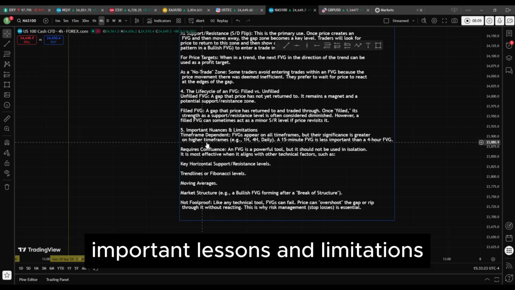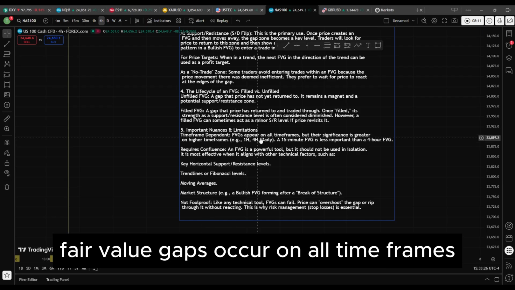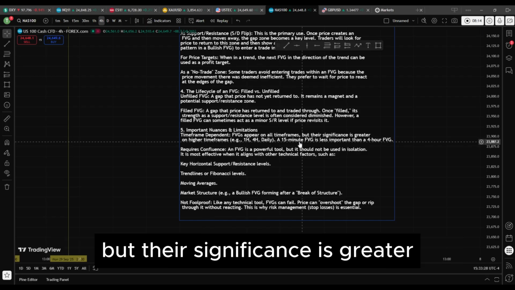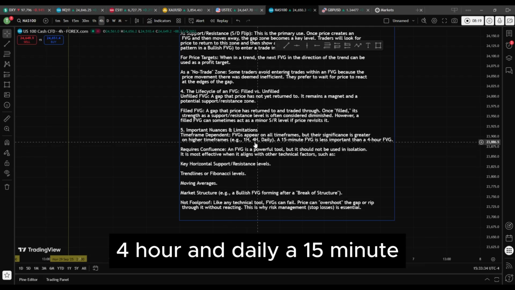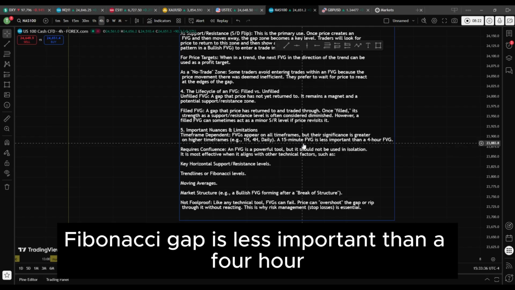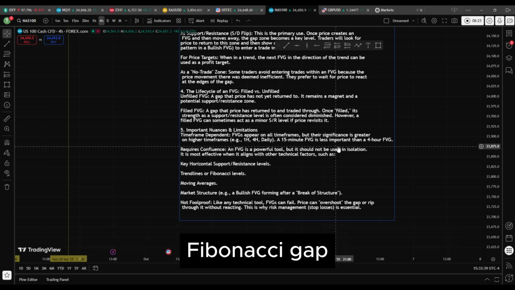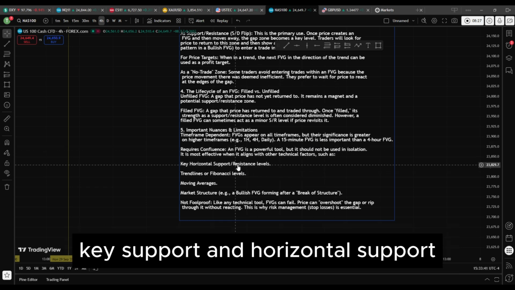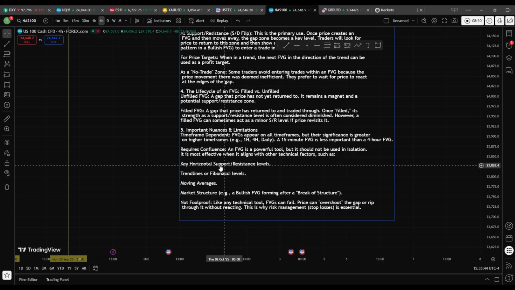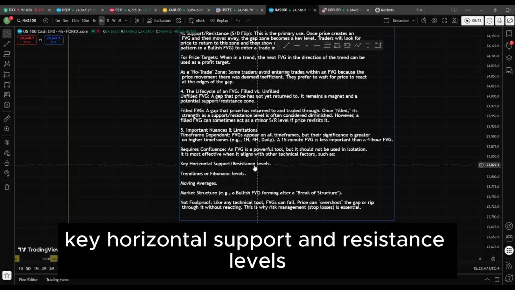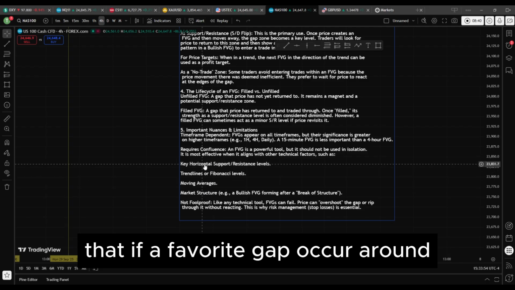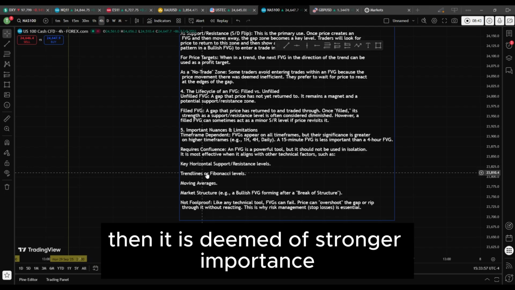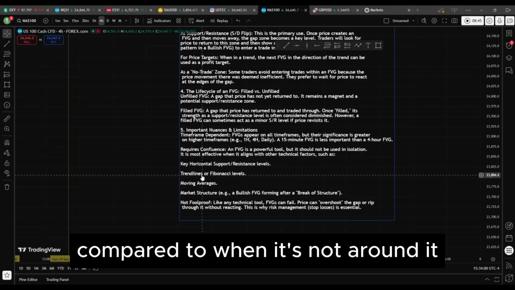Important analysis and limitations. Time frame dependent: fair value gaps occur on all time frames, but their significance is greater on a higher time frame, 1 hour, 4 hour, and daily. A 15-minute fair value gap is less important than a 4-hour fair value gap. Then horizontal support and resistance levels, trend lines, Fibonacci levels, moving averages. Those are the confluences that, if a fair value gap goes along with them, it is deemed of stronger importance compared to when it's not around them.